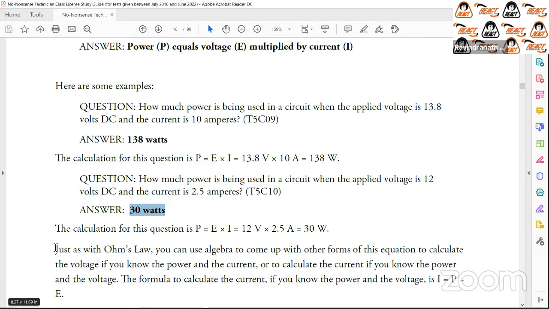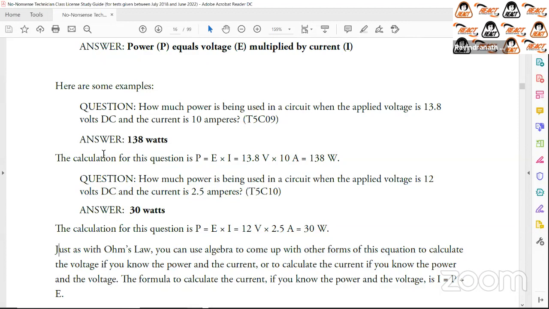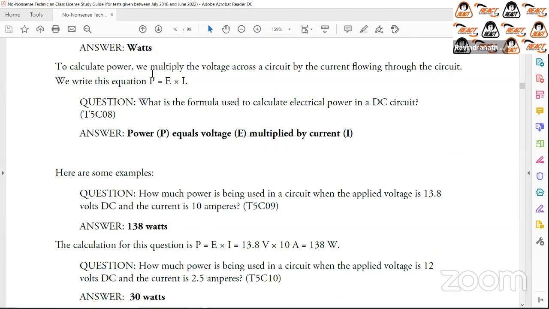So they make the point here. Just as with Ohm's law, you can use algebra to come up with the other forms of this equation. Remember, we did algebraic manipulation. We moved the terms around. If we want to solve for one, we just need the other two. So to calculate voltage, if you know the power and the current, or to calculate the current if you know the power and the voltage. So we will end there for today, having dealt with the power formula, P is equal to E multiplied by I.